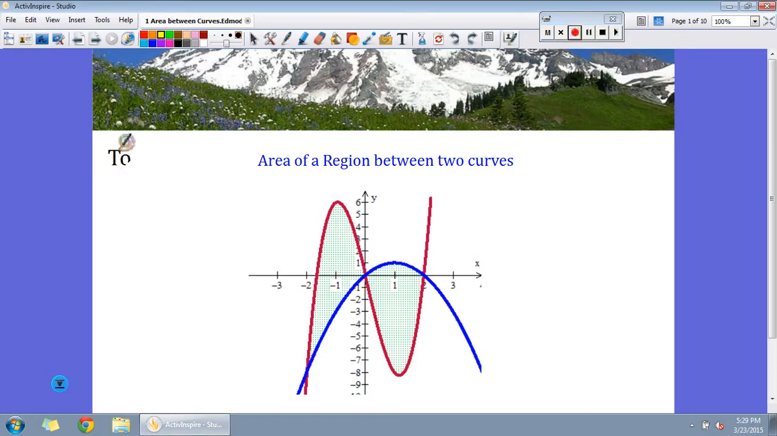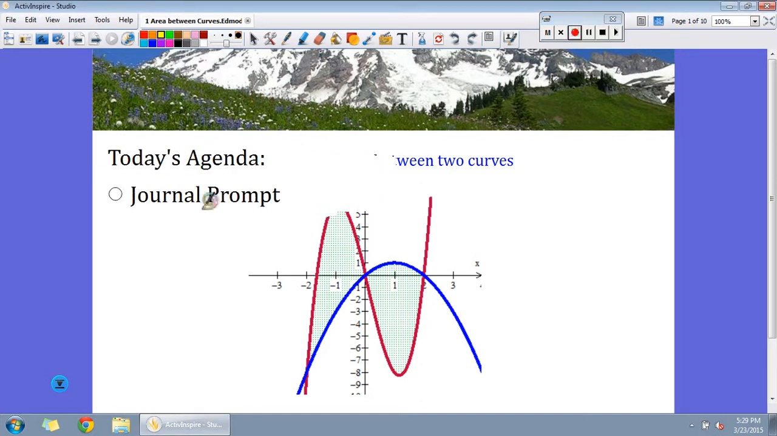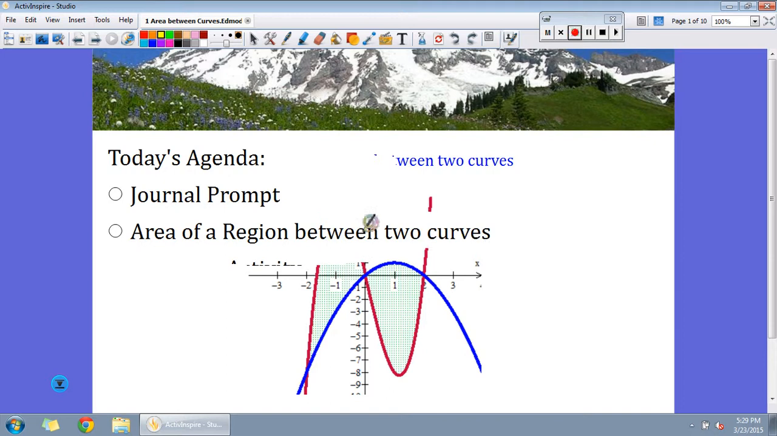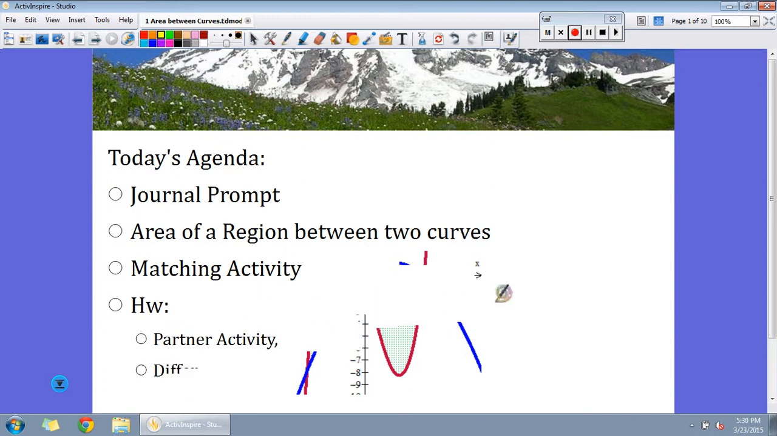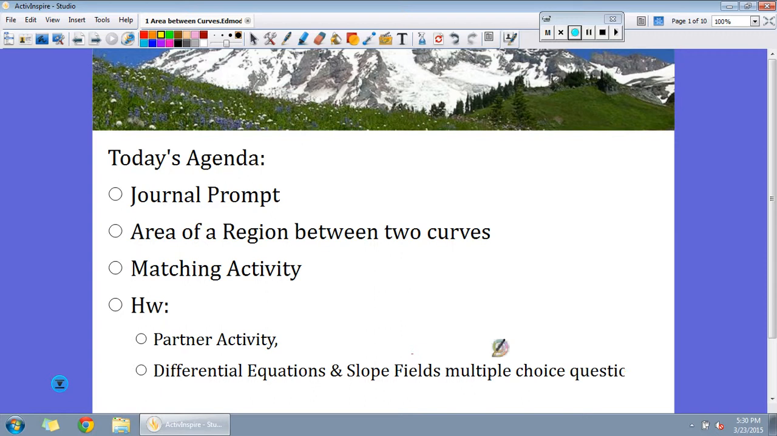In class today, our agenda is to do a journal prompt, and then we're going to look at the area of a region between two curves, and then we are going to do a matching activity. And our homework, we're going to have a partner activity that I need you to prep for, as well as some differential equations and slope-field multiple choice questions.